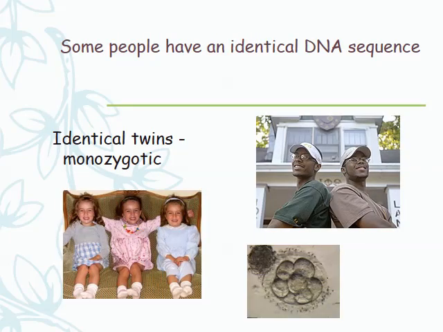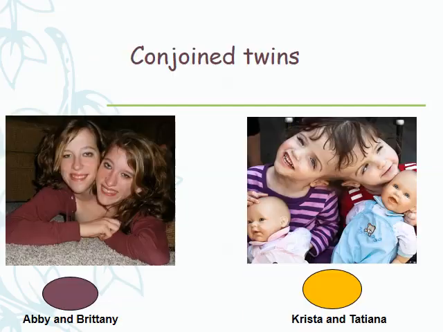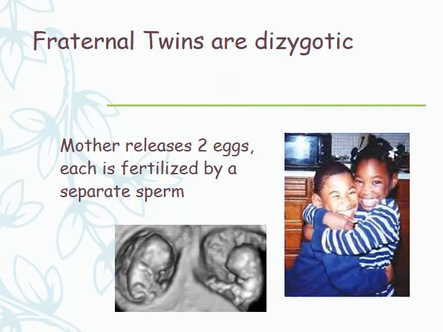Some individuals have identical DNA, such as identical twins or monozygotic twins. This is where one fertilized egg or zygote splits in half. Some twins are conjoined. This is where the separation or splitting of the zygote is not complete. Fraternal twins are dizygotic. This results from two separate embryos. Pairs are genetically related to each other as other brothers and sisters.